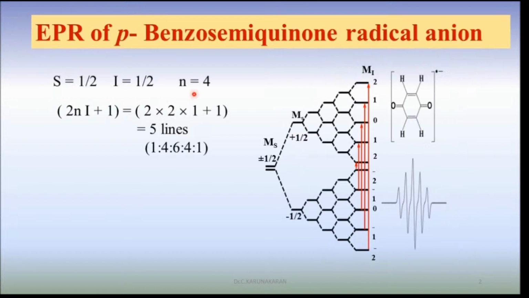Similarly, the EPR spectrum of para-benzoquinone radical anion. The structure is shown here. The unpaired electron is delocalized over the protons. So n equal to 4, n plus 1, 5 lines are obtained with the intensity ratio.